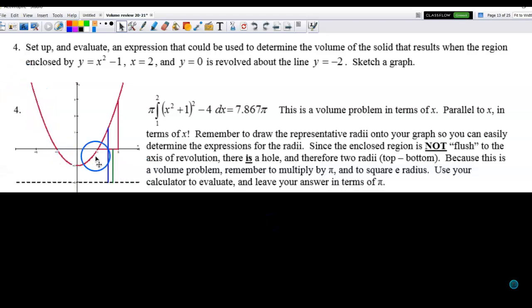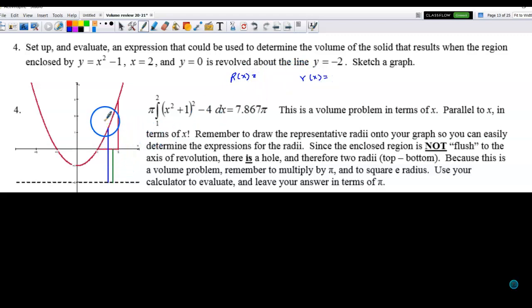So here's my x squared minus 1. Here is my x equal to 2, y equals 0. So we have that same kind of triangular region. We're revolving around a horizontal line which is parallel to x, so we will be in terms of x. The blue segment is big R from the axis of revolution to the outer curve. The green segment is little r from the axis of revolution to the inner curve. So we have a big R of x in this case, and we have a little r of x.